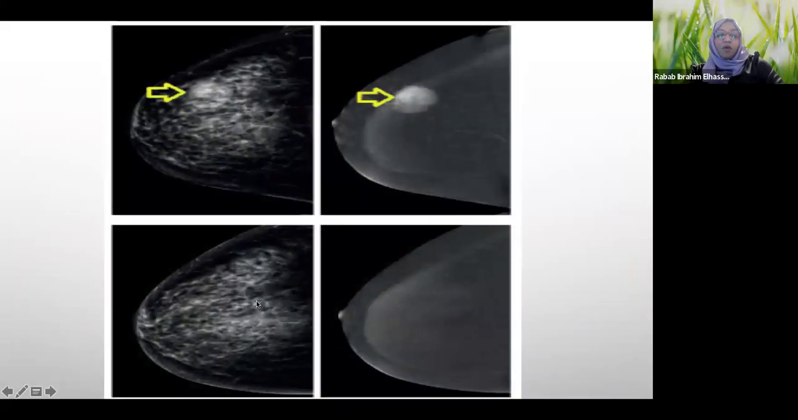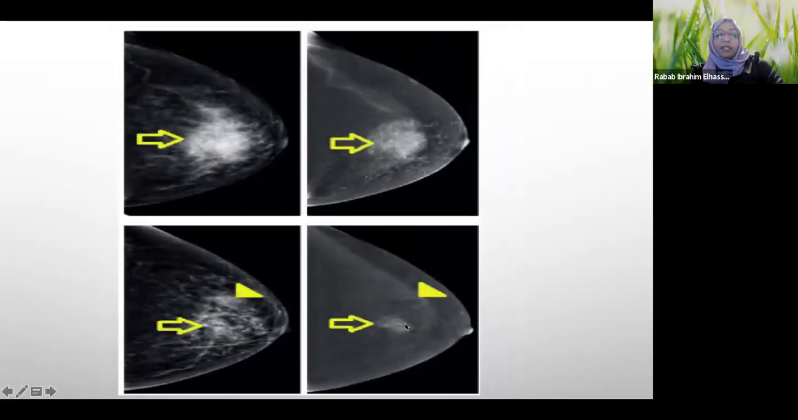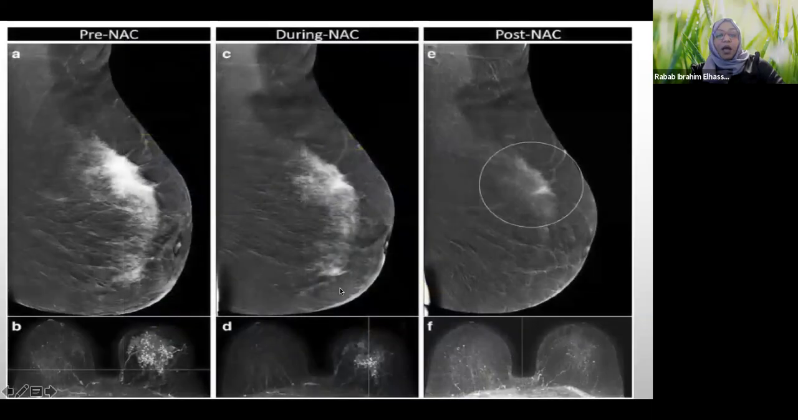Here, another example of complete imaging response, no enhancement whatsoever on the post-treatment mammogram. And this is an example of a partial response where the tumor has shrunk, but it did not completely disappear. Another example of partial response through the treatment course. So this is the baseline. This is the mid-cycle mammogram, and this is the post-treatment mammogram. You can still see some enhancement there, and this is the appearance on the MIP MRI.